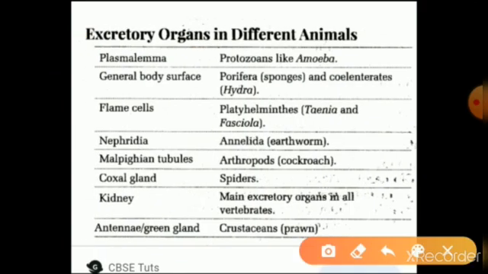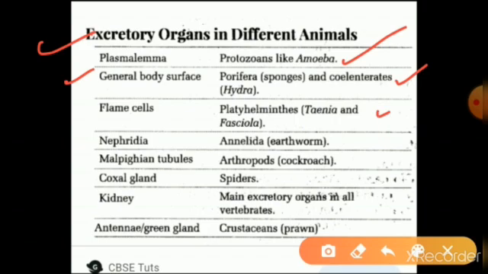Next, students, excretory organs. Excretory organs vary from phylum to phylum. In the lower groups, like in protozoans, the excretion takes place through the plasma lemma, the plasma membrane. In the case of Porifera and coelenterates, the excretion takes place through their general body surface.